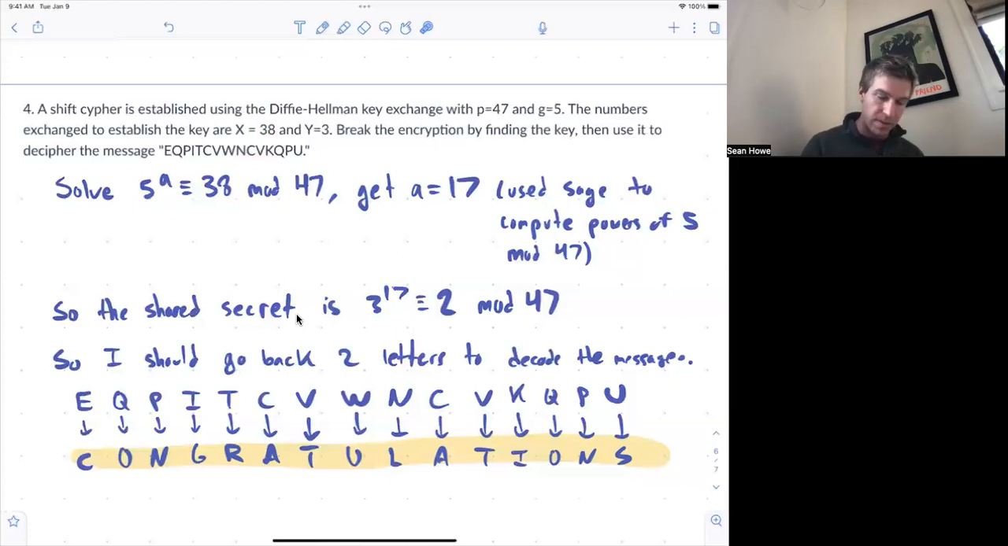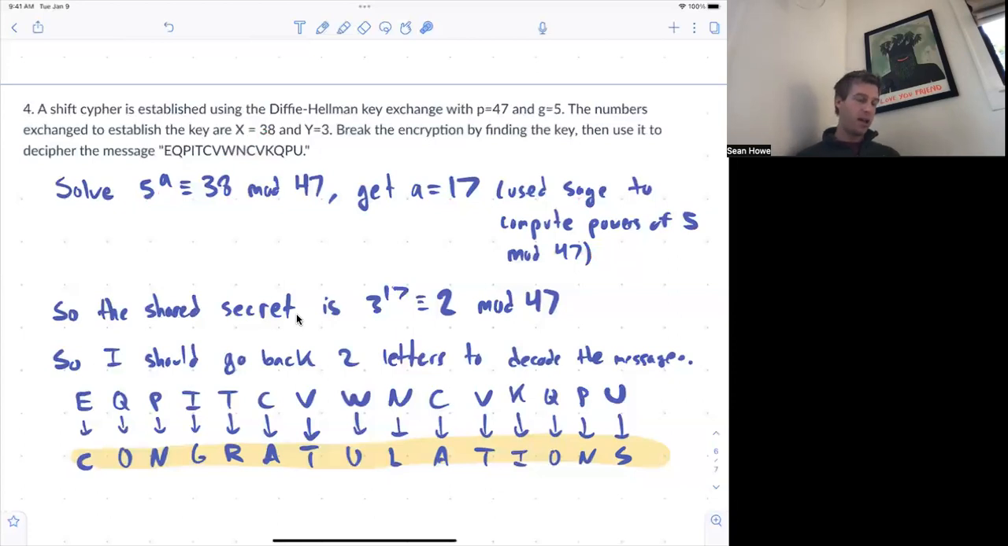Good. So anyway, this is how you can do it. Just by reverse engineering, computing powers until I find one that gives me 38, that's how I find A. And in this case, you get A is equal to 17. Good. So A is 17.